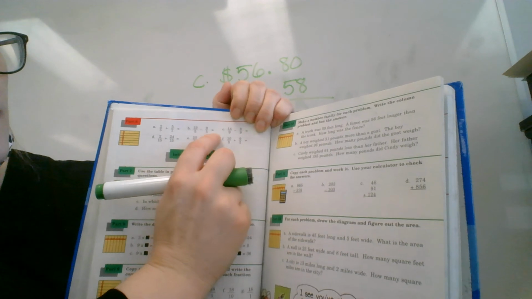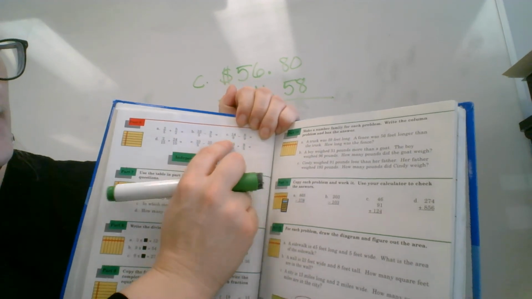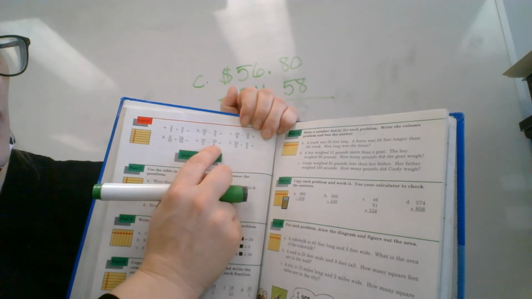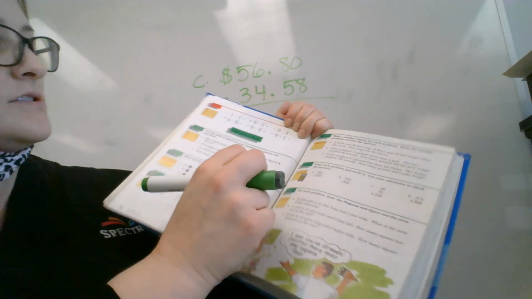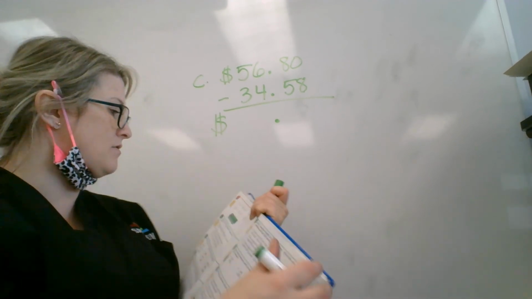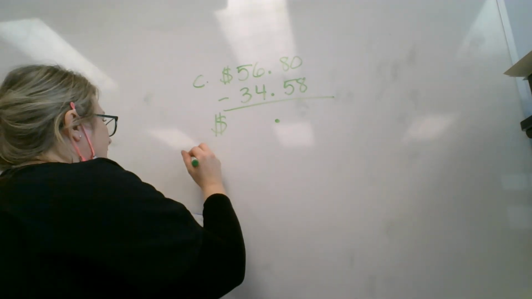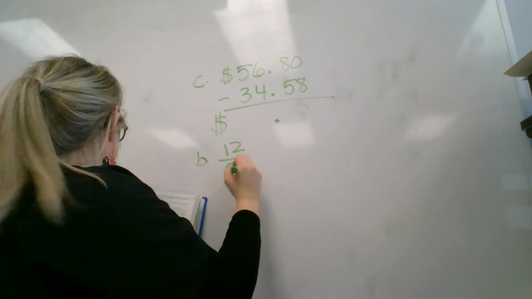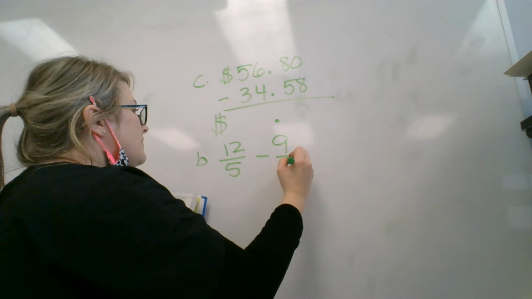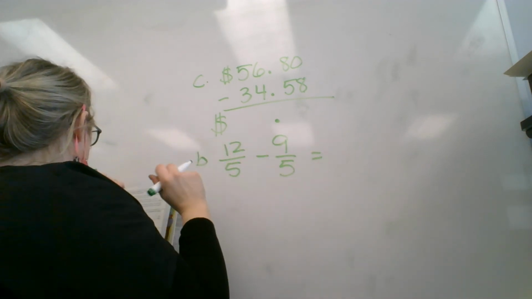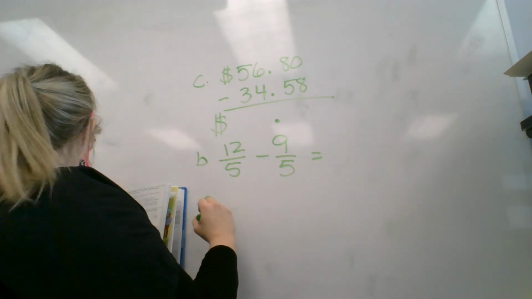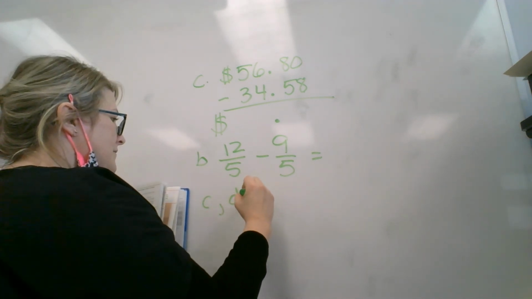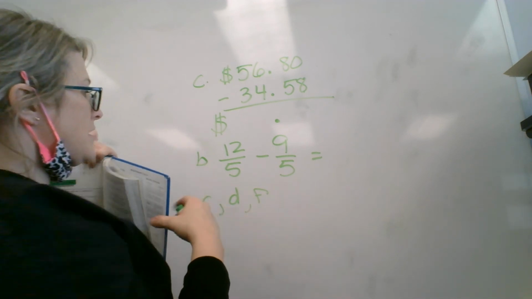Let's see, C. I can work C. I can work D. I cannot work E, but I can work F. So you're going to go ahead and write those numbers down. So let's see. The ones you can work are B, 12 over 5 minus 9 over 5. You can work C, also D, and F. So 1, 2, 3, 4 problems.